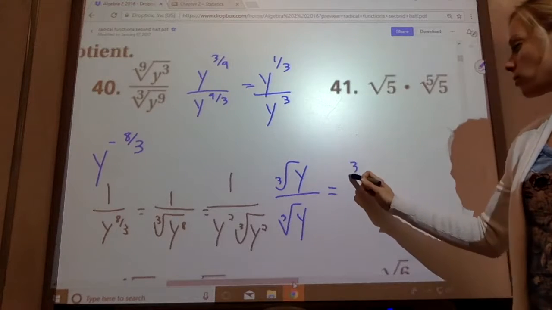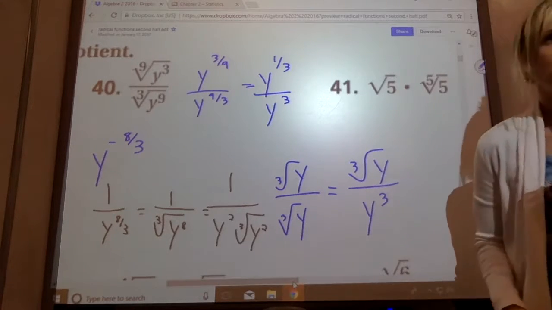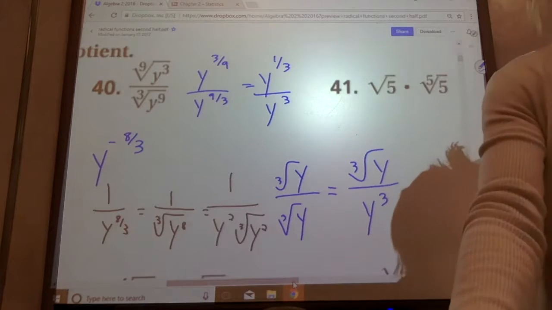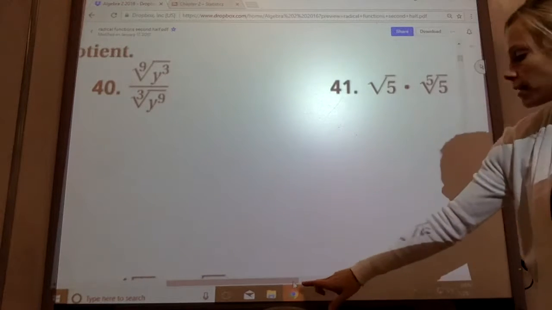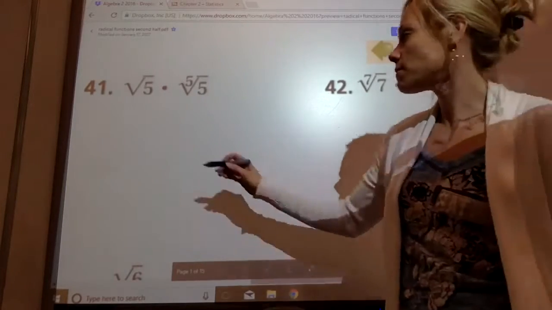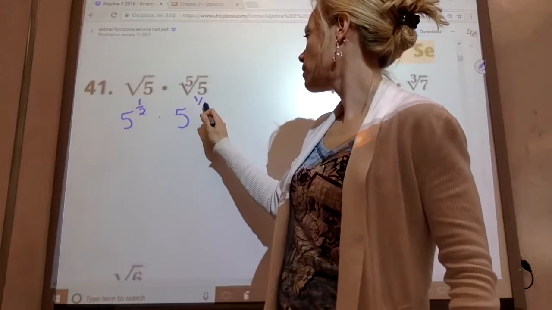So what would I get? Cube root of y over y cubed. Right? I have a quote for you. Steady wins the race. If you look at 41, what do you notice? Same indexes or same bases? Same bases. So this would be 5 to the 1/2, 5 to the 1/5.